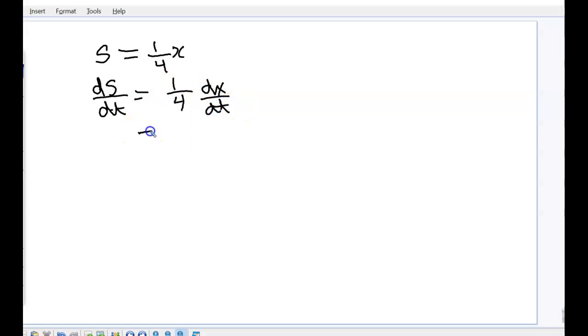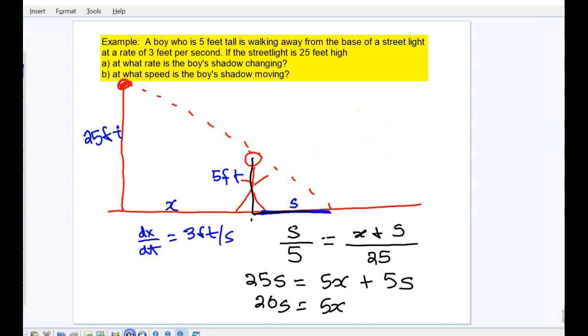Now all I need to do is plug in my value for dx/dt, which was given to me as 3 feet per second. Therefore, the rate of change of the shadow is going to be 3/4 feet per second. That would be the answer to part A.